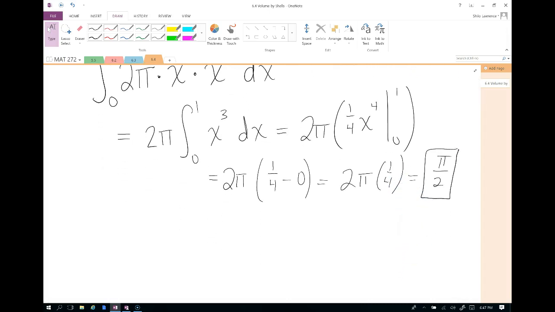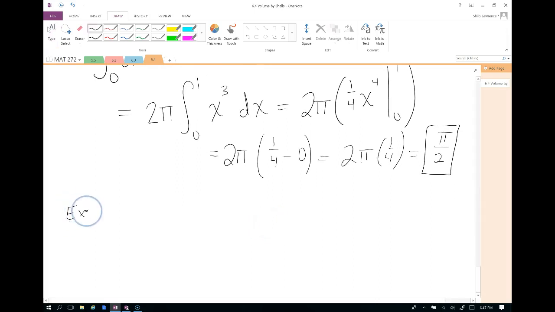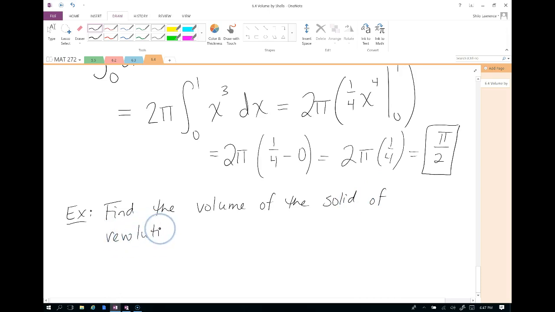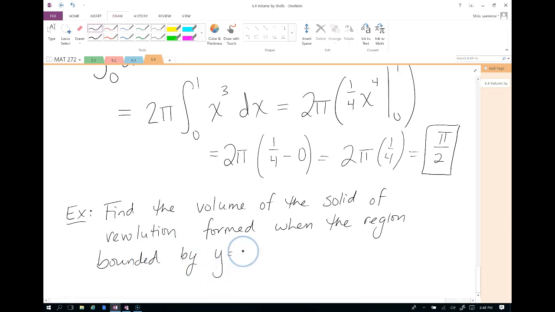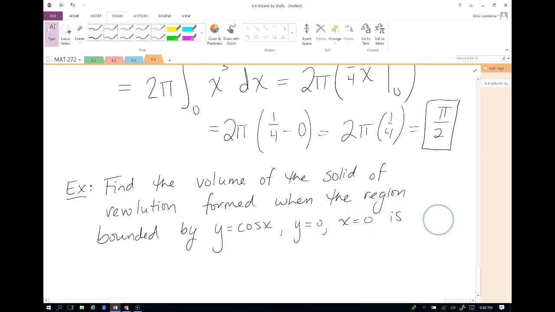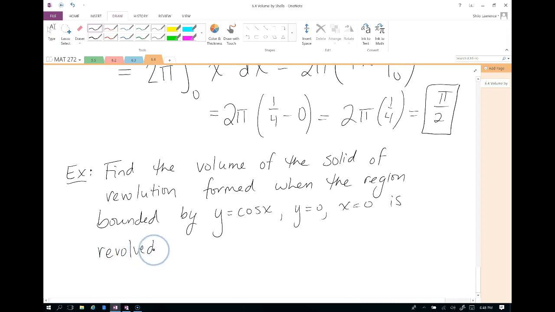And we'll look at one more, and this time we'll use a different axis of revolution. Let's find the volume of the solid of revolution formed when the region bounded by y equals cosine x, y equals 0, and x equals 0 is revolved about x equals pi.